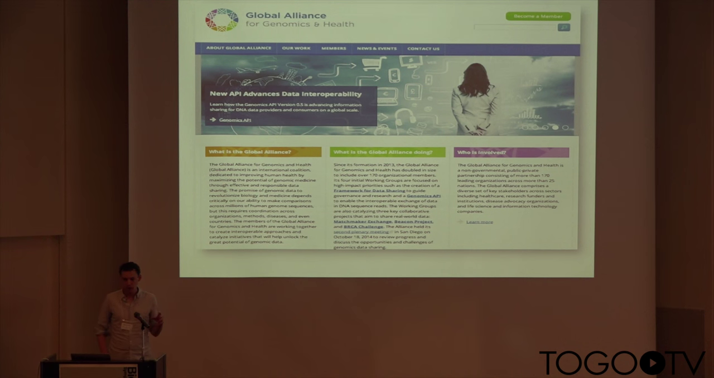So the Global Alliance is an umbrella effort, largely community-funded or community-supported by many different groups. It has an ethical, a legal, a clinical, and a data working group component, all of which are supposed to cohesively work together to forge and create standards. And it really does act as a talking shop, but also a useful place to try to organize things.